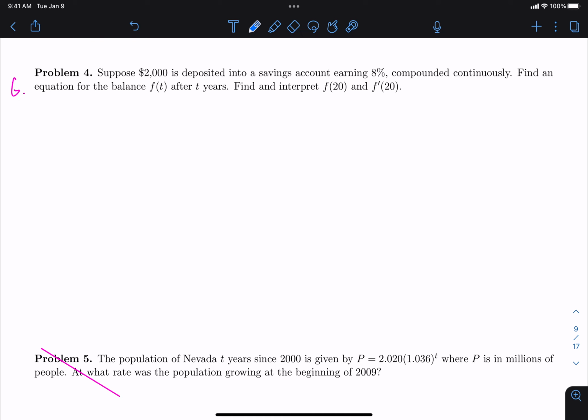What do we got so far? Sorry, yeah, exactly. So for the first part, right, we're just checking how much is left in the bank account after however many years, right? Yeah, exactly. So I'm just plugging in, and then how do I do that prime and 20, right? Derivative of that function, and then plug in 20, right? And then we got to interpret too.